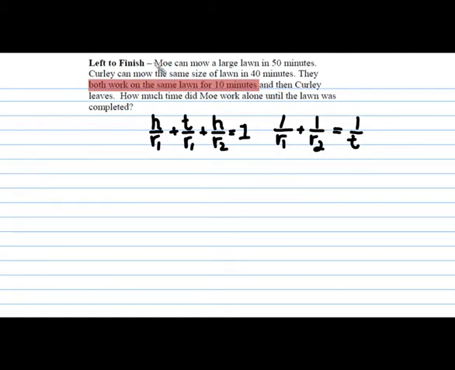Okay, so let's go ahead and read the problem. Mo can mow a large lawn in how many minutes? Mo can do that lawn in 50 minutes. And since we're talking about Mo, he's the one that's going to stay behind, as we'll find out in a minute. So Mo can mow a large lawn in 50 minutes. Curly can mow the same type of lawn in how many minutes? He can do it in 40 minutes.